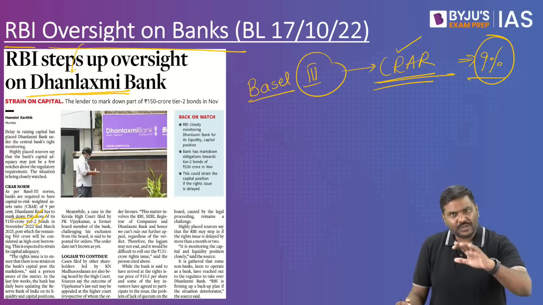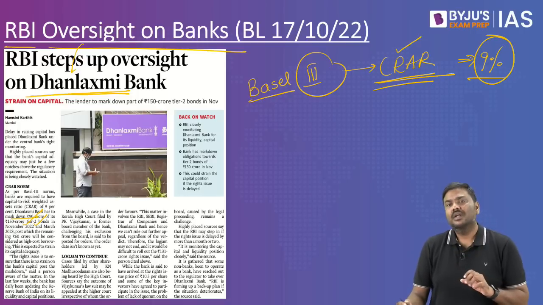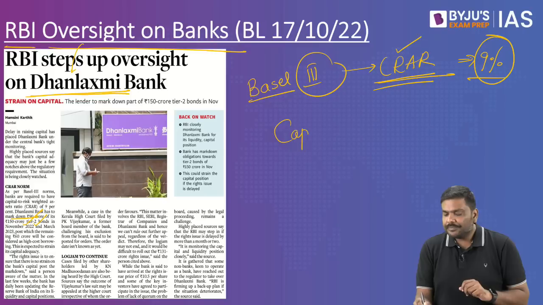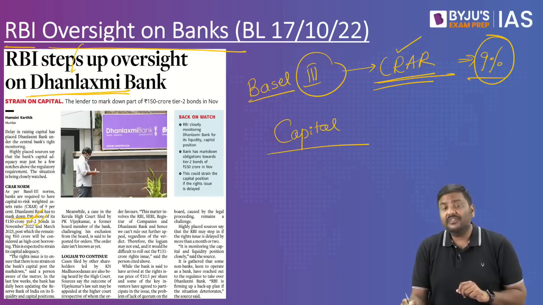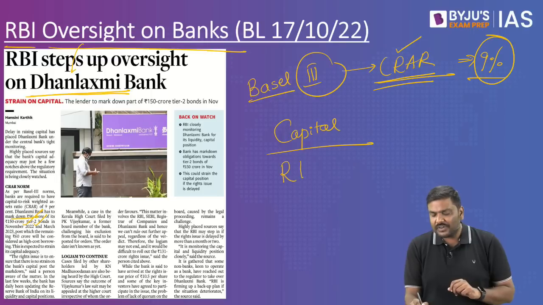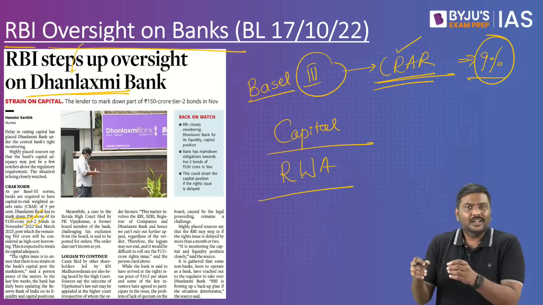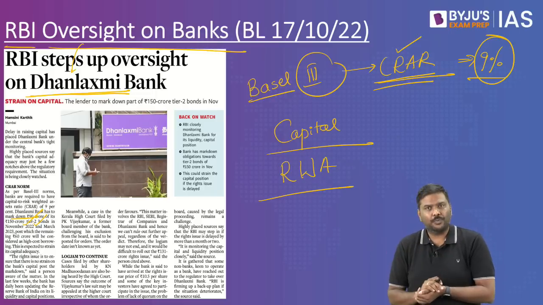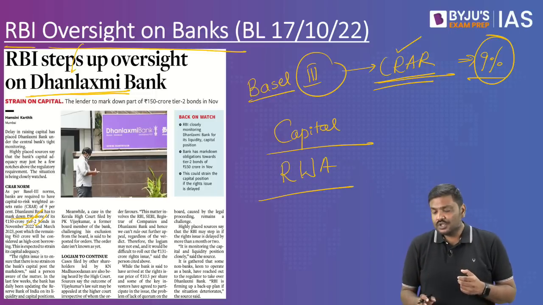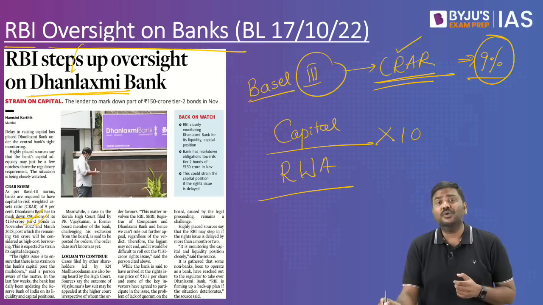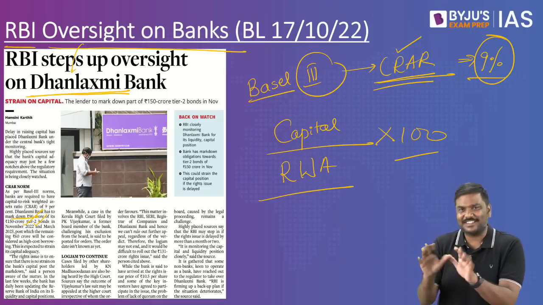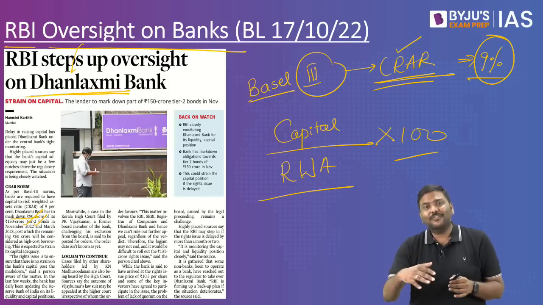Now, if you are having confusion, the logic is very simple here. The total amount of capital that is held by the bank divided by the total amount of risk weighted assets ratio. This is the formula that is used to calculate the credit to risk weighted assets ratio. In fact, many of you will point out saying that, sir, this is not the formula, you will have to multiply by 100, which means you will get it in percentage. Simple.